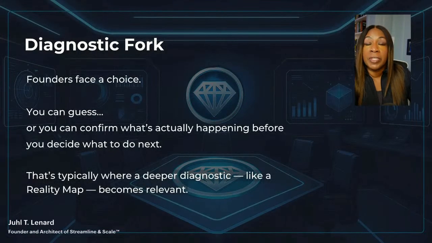So at this point, as a founder, there's kind of a choice that you have to make, right? You can guess, which, sometimes guessing is the answer because we need to make a quick decision. But the cost of those quick decisions can add up. The other option is you can confirm what's actually happening before you deploy any type of fix or decide what to do next. So that's typically where something like the reality map comes into play so that you can map out before you have to deploy. That's when it becomes relevant.